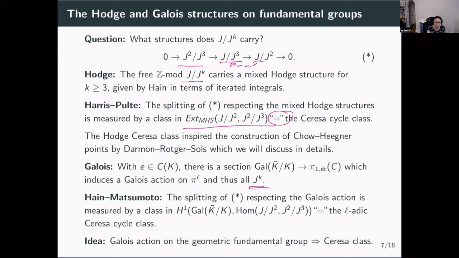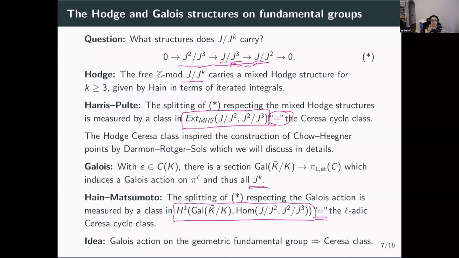And this extension as Galois modules is measured by a Galois cohomology class. And in the work of Hain and Matsumoto, this class, again up to a non-zero constant multiple, essentially equals the l-adic Ceresa cycle class. So on this slide, I want to explain what the Abel-Jacobi images of the Ceresa cycles are. They are not just some abstract class, some extension of mixed Hodge structures or some class in this Galois cohomology group. They actually measure the extension of Hodge structures or the extension of Galois modules naturally coming from the fundamental group. And as Rachel commented, instead of using these powers of augmentation ideals, you can also use the lower central series filtration of the geometric fundamental group, and you get the same conclusion.